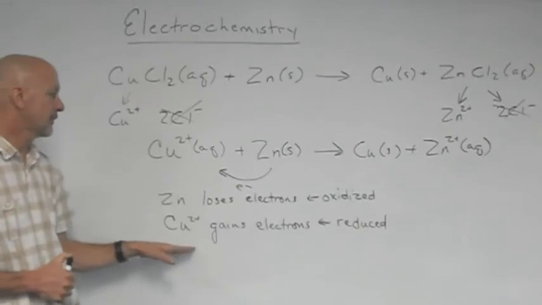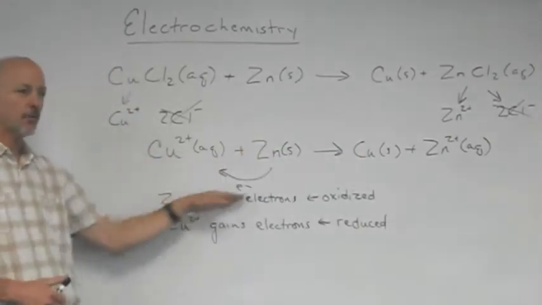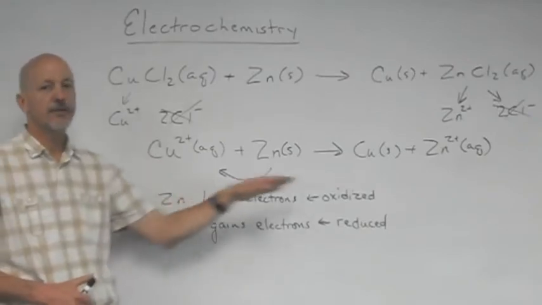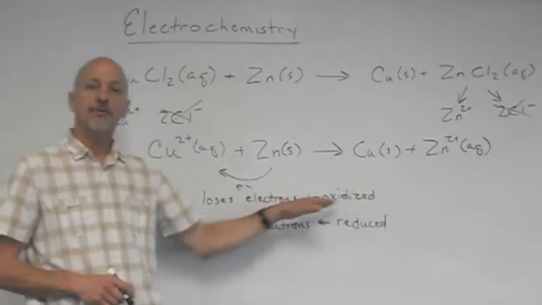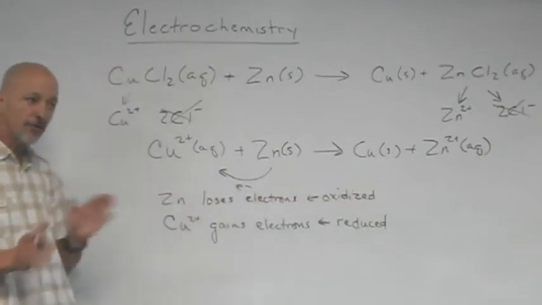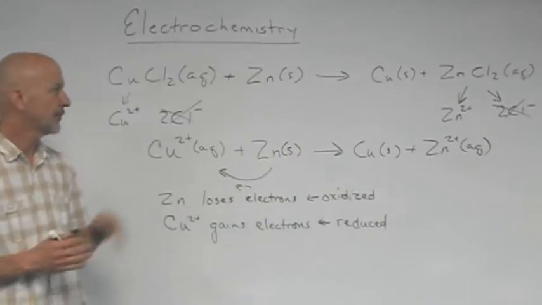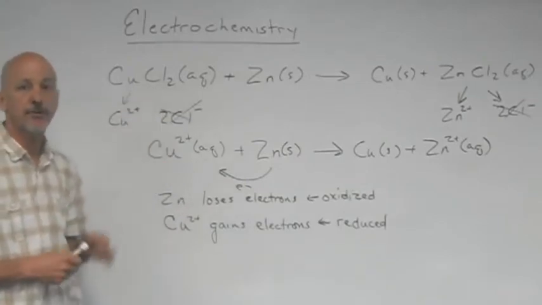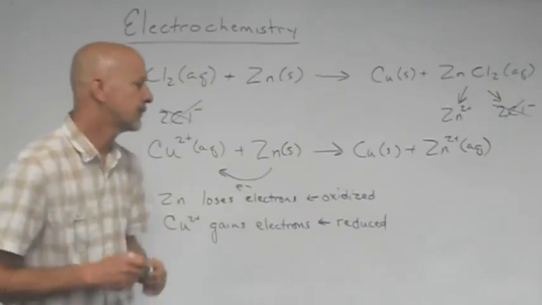It's being reduced. So these types of reactions where I have a transfer of electrons from one to another are called oxidation reduction reactions. And as we'll see, if I've got a transfer of electrons and I make those electrons go along a wire, I've generated electricity. And so with these kinds of reactions, we can make batteries and things like that. Let's look at a couple other reactions.